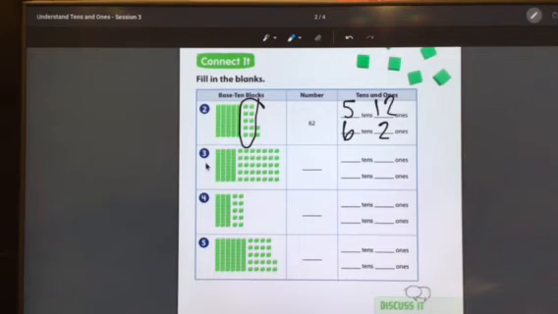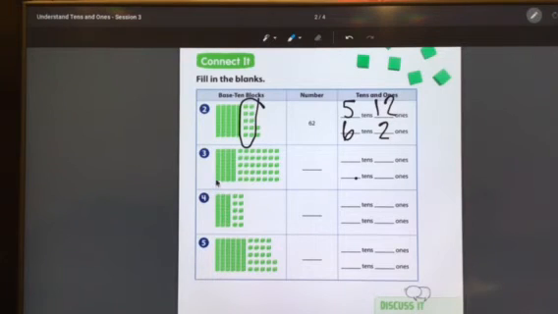Now you'll notice as we move to the number 3, they don't give you how many there are here. So what you're going to want to do first is count how many there are in all right here, and then write the number on the line. Then you're going to show 2 different ways that you can make that number. All right, here we go.